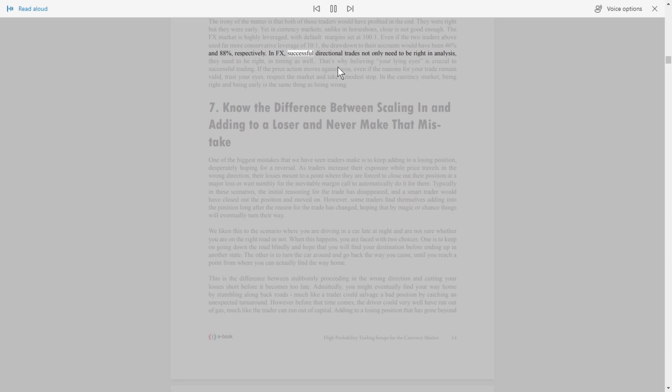In FX, successful directional trades not only need to be right in analysis, they need to be right in timing as well. That's why believing your lying eyes is crucial to successful trading. If the price action moves against you, even if the reasons for your trade remain valid, trust your eyes, respect the market, and take a modest stop. In the currency market, being right and being early is the same thing as being wrong.